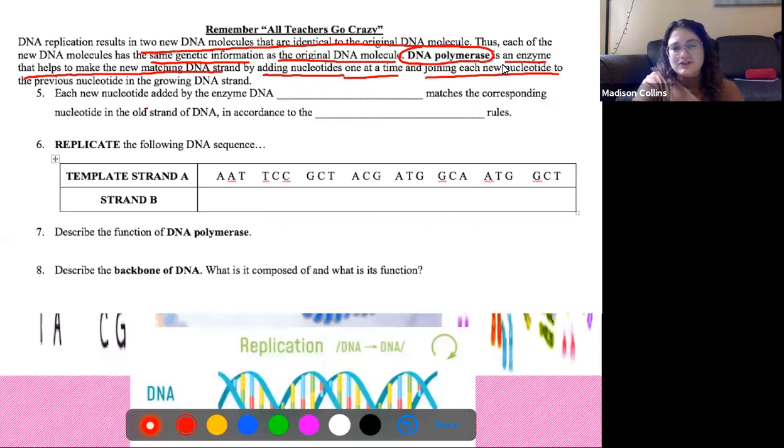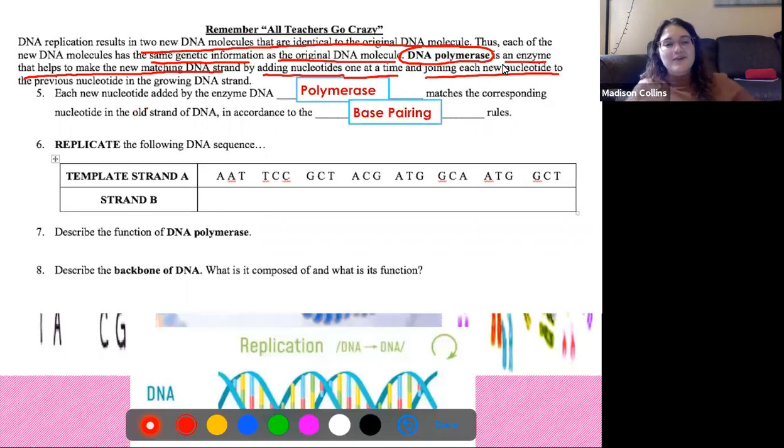So let's review. Number 5, each new nucleotide added by the enzyme DNA polymerase is going to match those corresponding nucleotides in the old strand of DNA according to, what are those rules where the A has to pair up with the T and the C has to pair up with the G? What is that called? Oh, base pair rules.